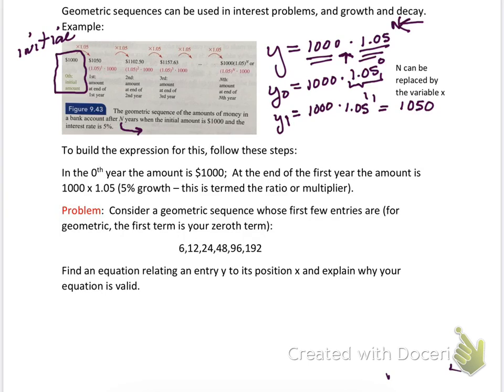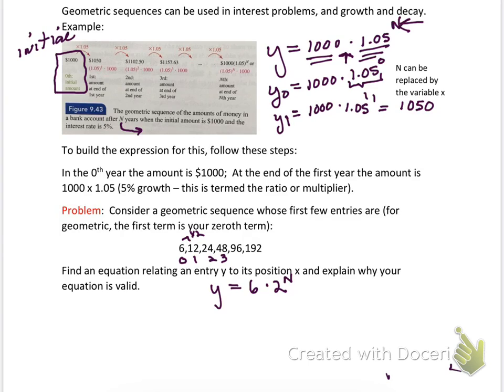Okay, so let's see if we can figure this out. Looking at our problem, it says consider a geometric sequence whose first few entries are these numbers. This is my 0 term. 1, 2, 3, and so on. So find an equation relating an entry y to its position x and explain why your equation is valid. So y is going to equal, initial term is 6. How do they go up? Times 2. So times 2 to the nth power.